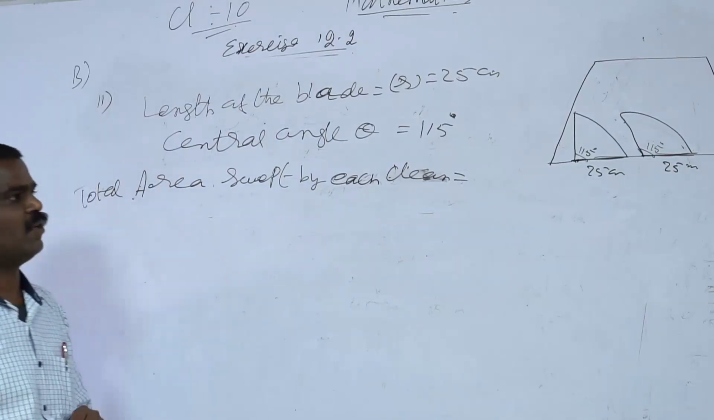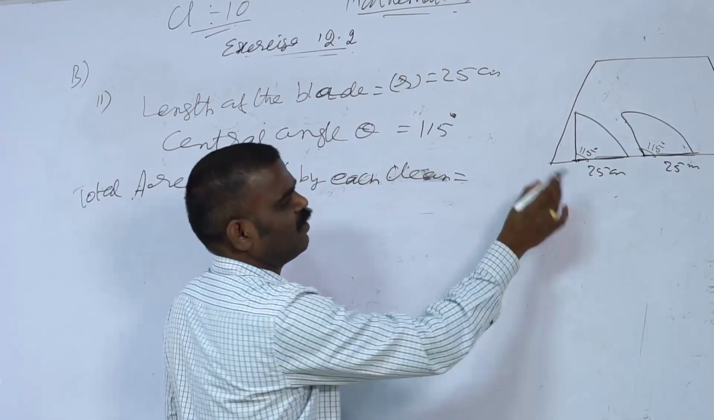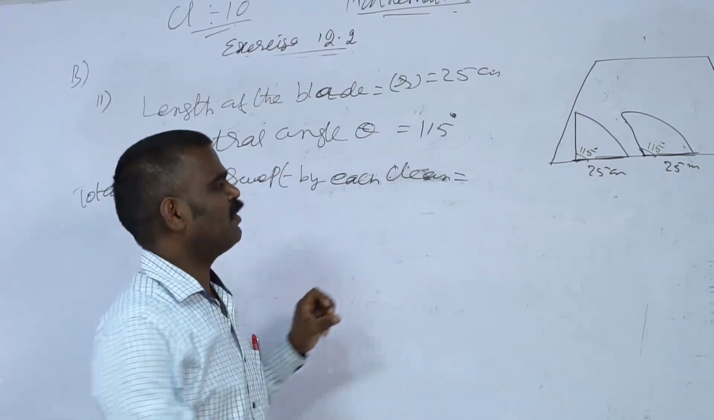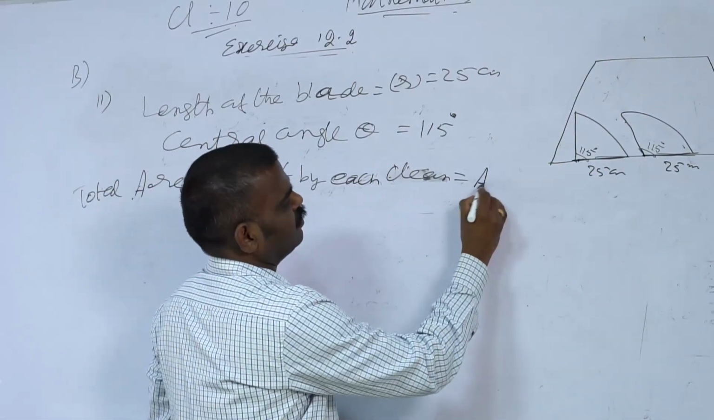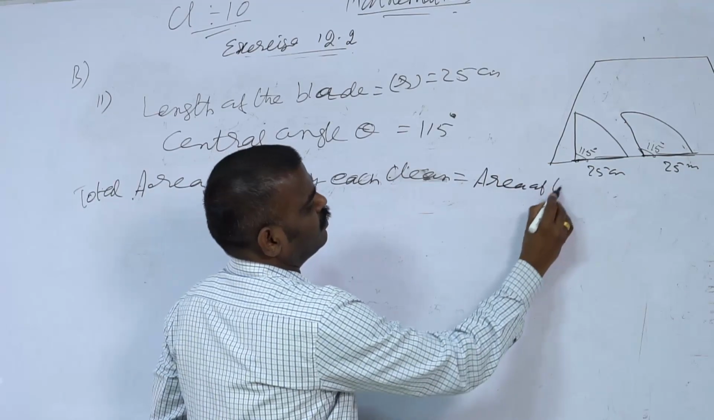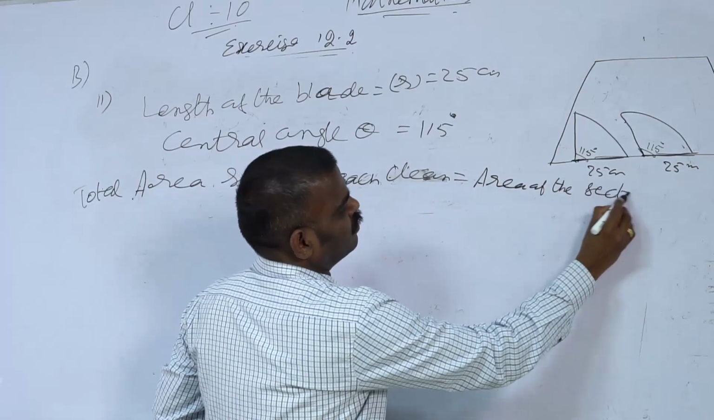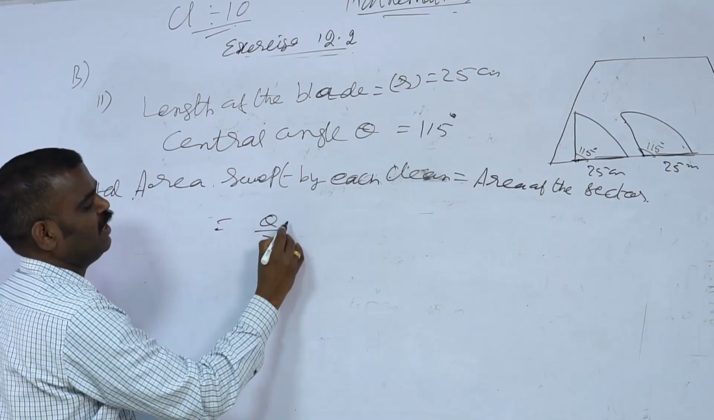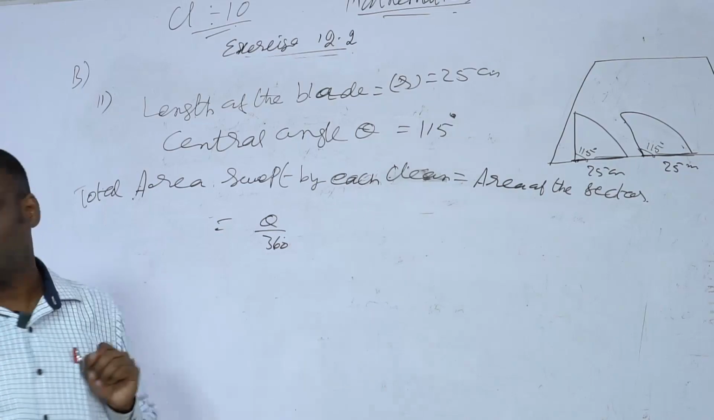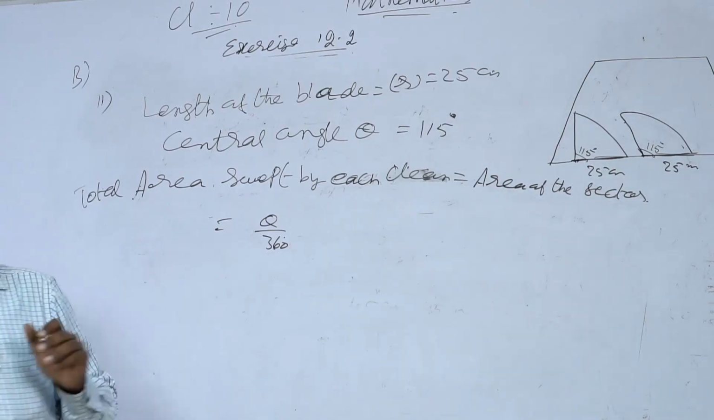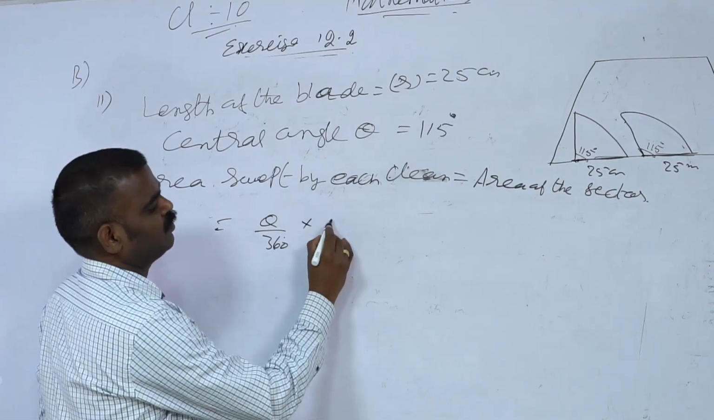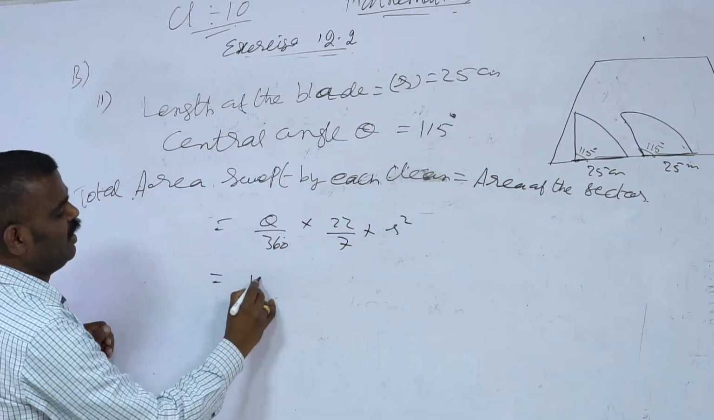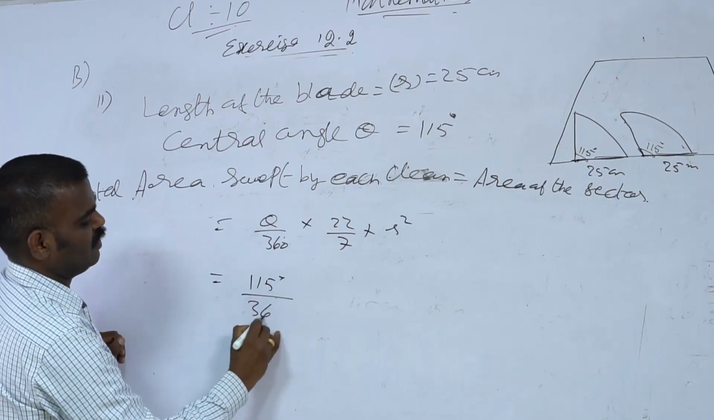The area cleaned is equal to nothing but what formula? What is the figure? This figure? Area of the sector, right? Sector figure. What is the area of the sector formula? Theta by 360 degrees, pi r square. Look at the question. Is the pi value given? Pi value not given. So, pi by 7 r square, theta 115 degrees by 360 degrees.